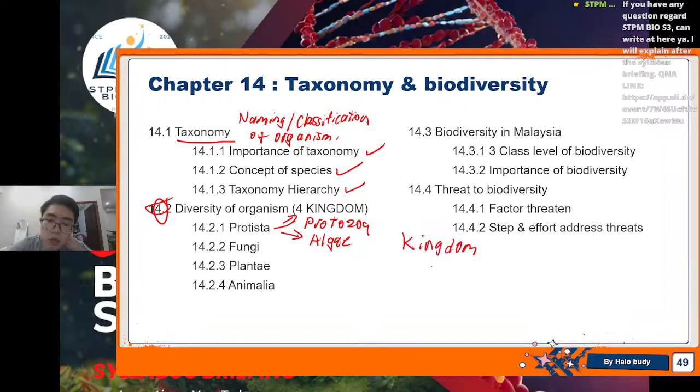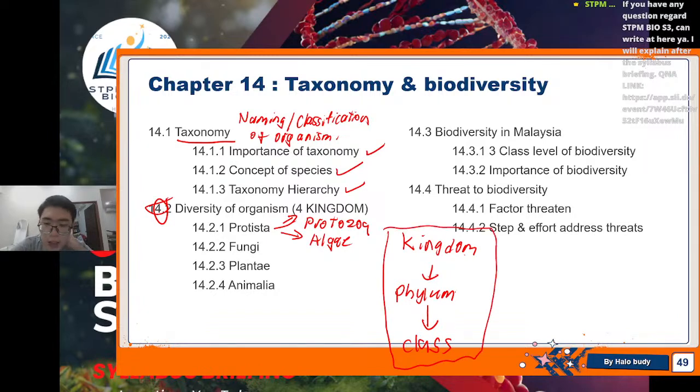And also under kingdom we have phylum. This is under the taxonomy hierarchy. In the taxonomy hierarchy, the first and biggest classification is kingdom. Under kingdom, we have phylum. And under phylum, we have class. So in our STPM syllabus, we only focus on these 3 classifications.